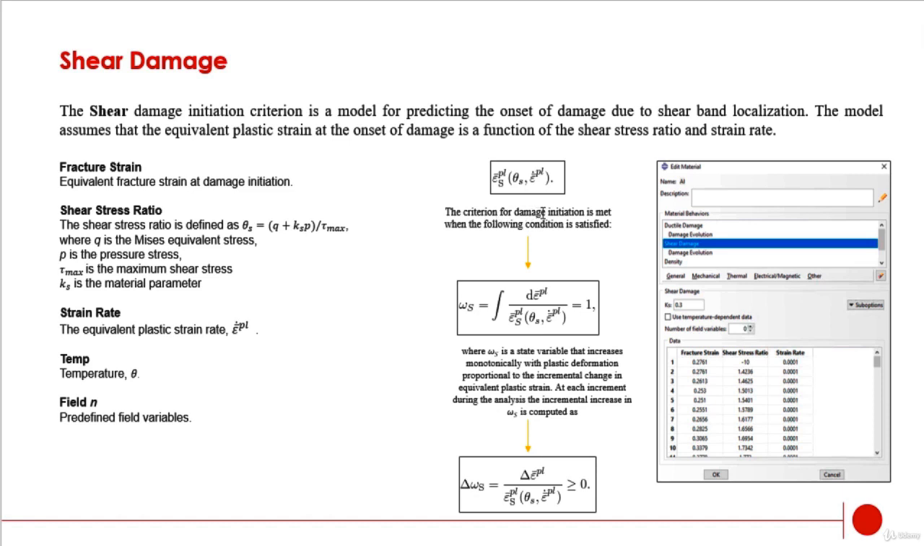So the criterion for damage initiation is met when the following condition is satisfied, that we have WS, and this is the formula that we have at the top, where WS is the state variable that increases monotonically with plastic deformation, proportional to the incremental change in the equivalent plastic strain. So if you provide these two pieces of information, ductile damage and shear damage, you would be able to see the damage in the metal parts, whatever they could be.